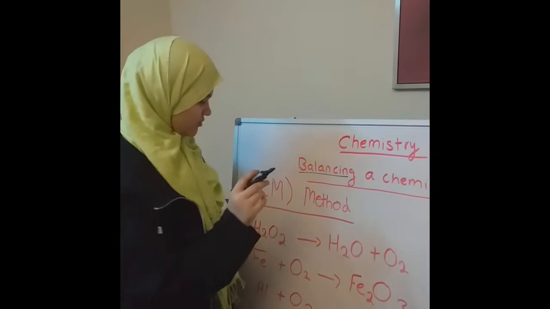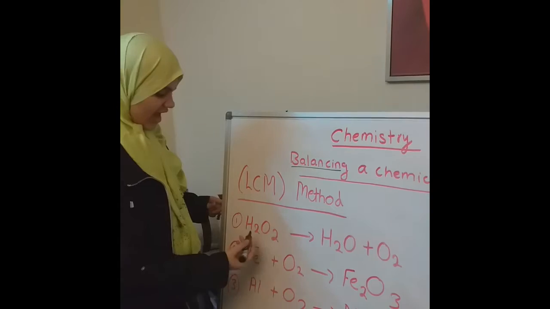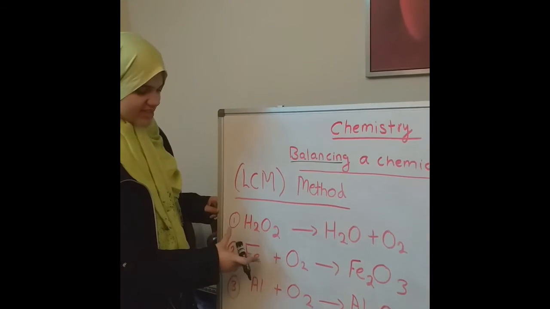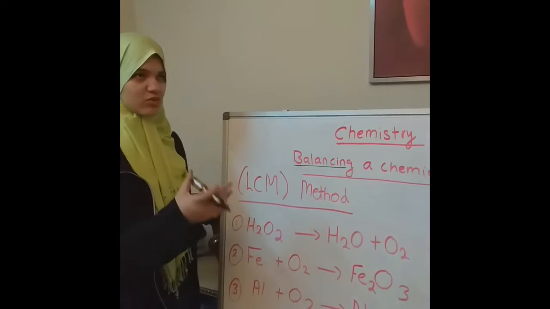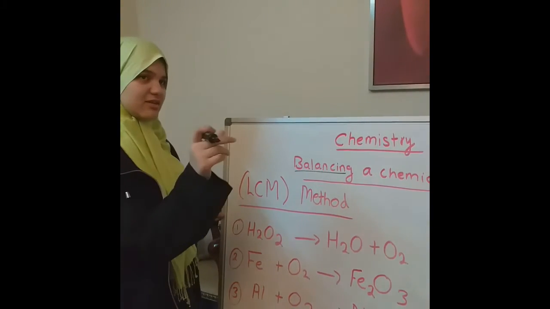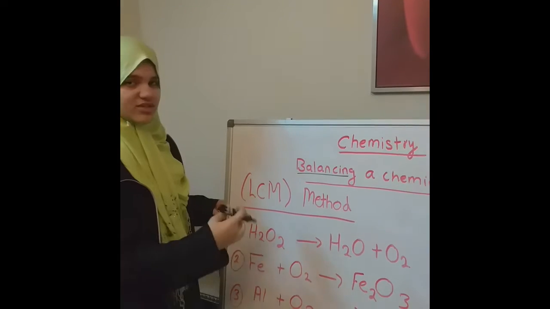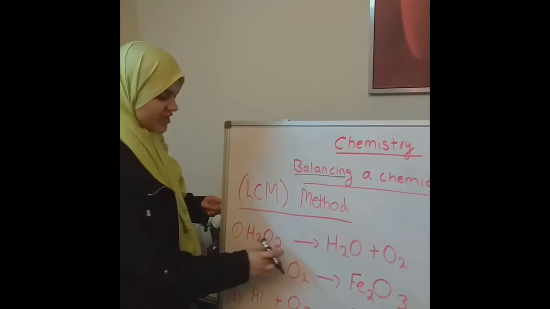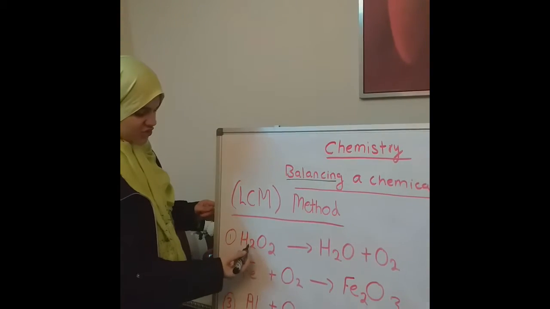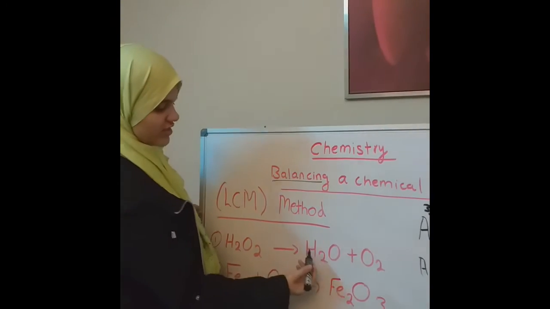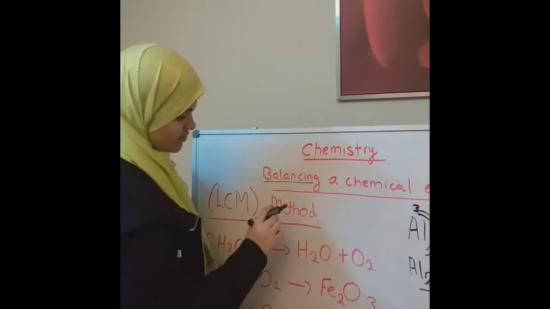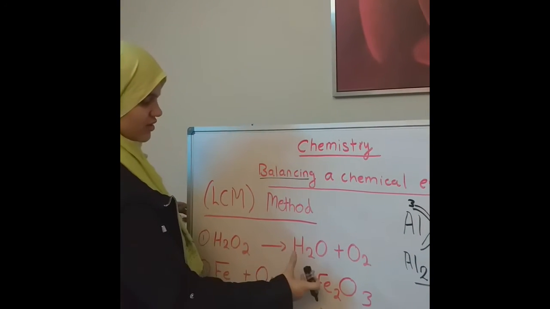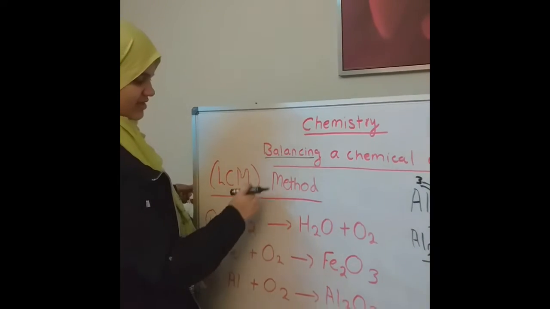Okay? So, before we see how to know which valence number to use for the elements that have 2 valence numbers, we will discuss how to find the LCM in the first example. We have H2O2 = H2O + O2. That means we want to change it to be balanced.